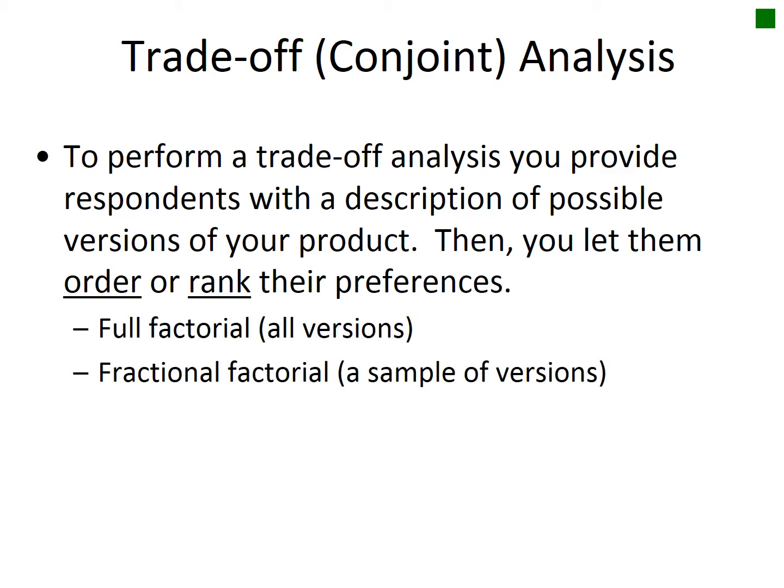As we move forward, we're going to talk about two different types of conjoint analysis, something called a full factorial, and a second version called a fractional factorial. We'll talk about these a little more in just a minute. A full factorial conjoint analysis is when the consumer looks at all the different versions of a product that could be offered, and we have them rank order each one. Again, we'll talk about those here in just a minute.